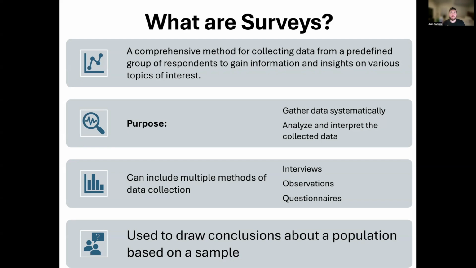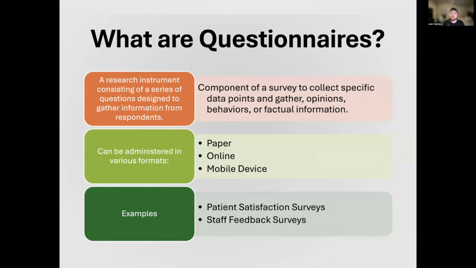And the reason why we need to define surveys is because we need to differentiate with a common misconception that it is interchangeable with questionnaires. A questionnaire is a specific research tool that consists of a series of questions aimed at collecting data from respondents. The primary purpose of a questionnaire is to collect specific data points, which can include opinions, behaviors, or factual information. Questionnaires are often used as a component of broader surveys and can be administered in various formats, including paper-based and online formats. They provide a structured way to gather consistent information from multiple respondents.